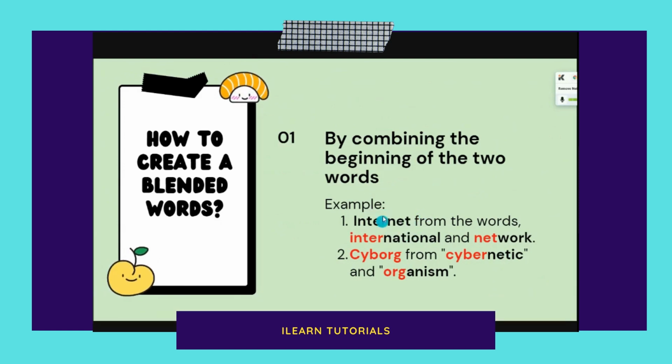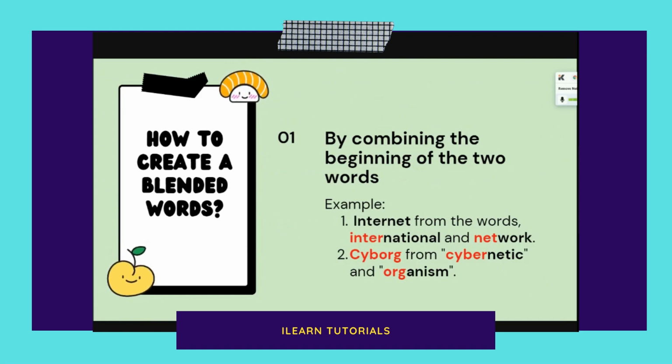The word internet is a combination of the words international and network. As you can see, the beginning part of the word international, which is inter, is added to the beginning part of network, which is net. So if we combine inter and net, we can have the blended word internet. Another example is the blended word cyborg, in which cyber is combined to the beginning part of the word organism, which is org. So if we combine cyber and org, we can have cyborg.